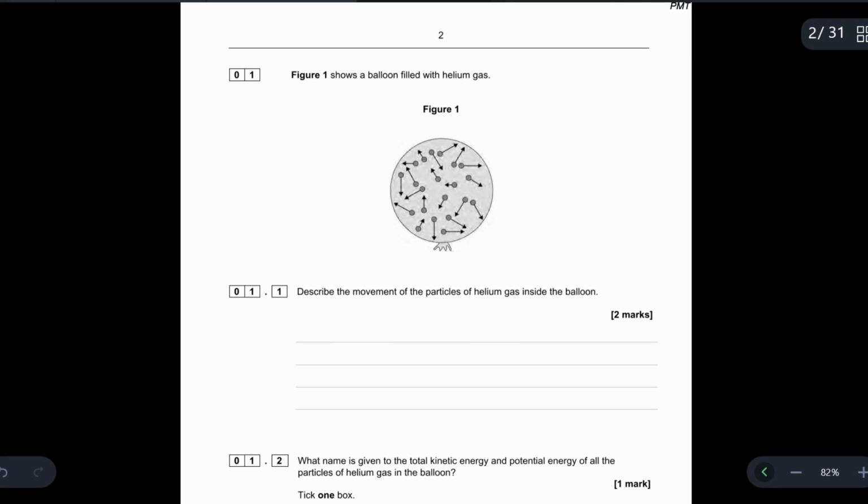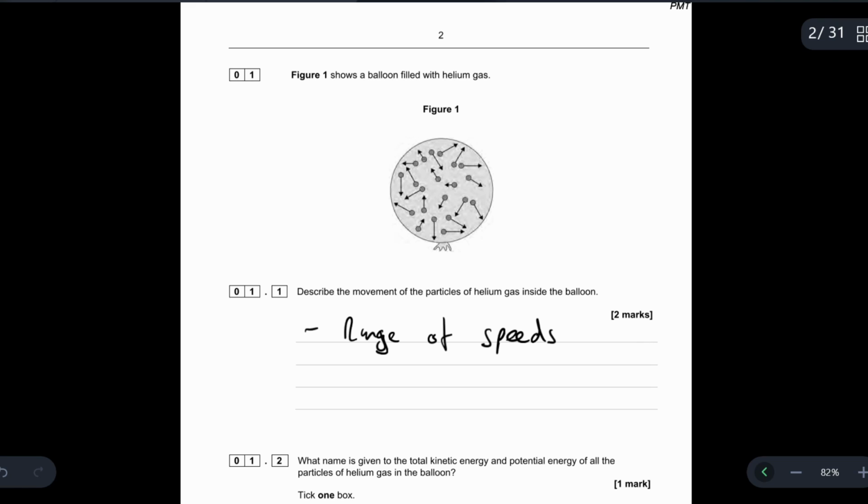Okay, so question 1. Figure 1 shows a balloon filled with helium gas. Describe the movement of the particles of helium gas inside a balloon. Now, for this question, what we need to consider is what are the qualities of gaseous particles in the gaseous form. And so for that, we're essentially looking at the fact that these particles are going to have a range of different speeds. So we're going to have all sorts of speeds going on with these particles. And so some particles will be moving faster than others, and some will be moving slower.